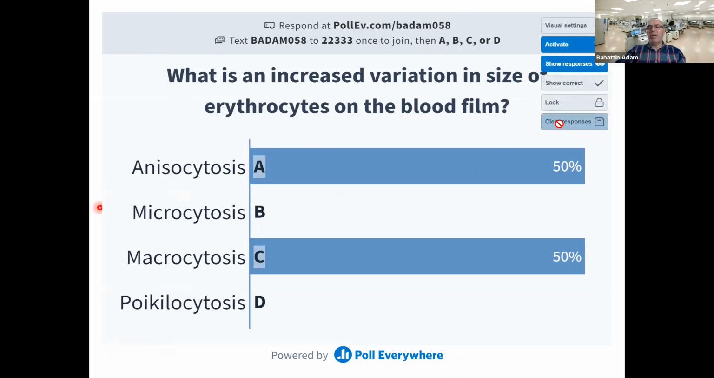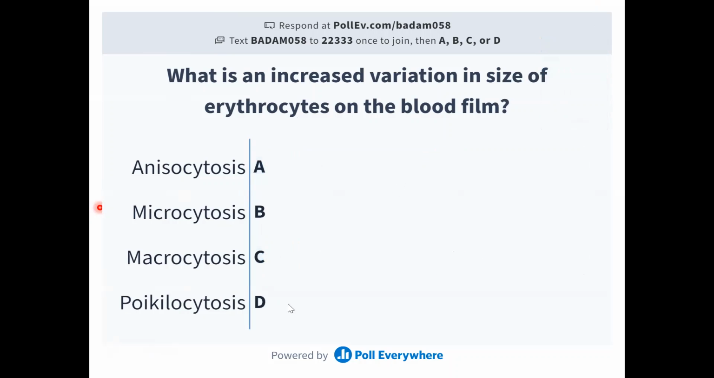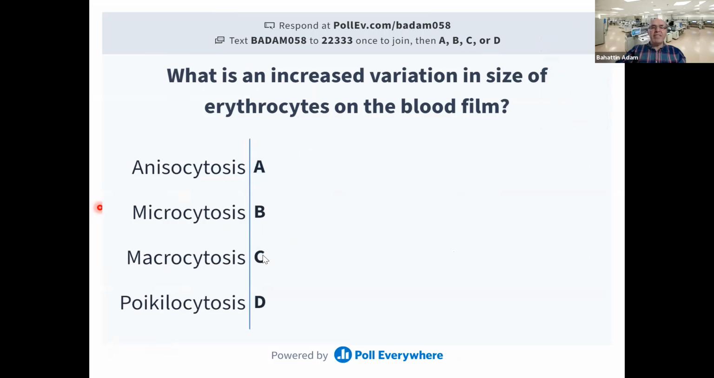Wait, the question you said before, A or C? The answer is C, because the question is increased variation. If I ask you only about variation in size, the answer will be anisocytosis. Now I am asking you about increased variation in size, then this will be C.